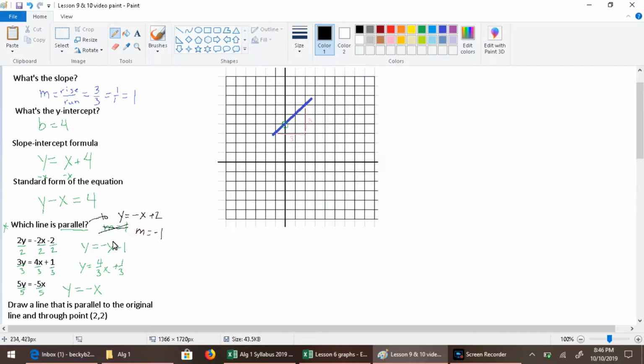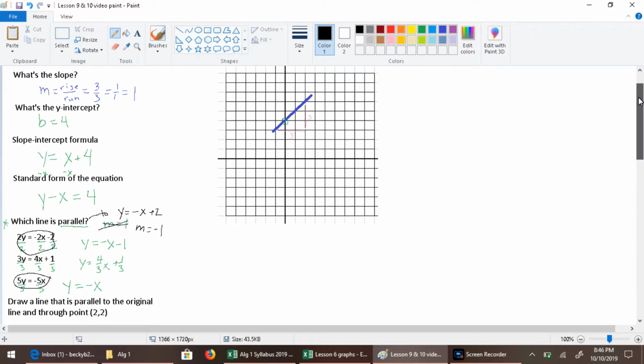So then which of the following lines are parallel to negative 1? We can see that this is negative 1, so this one is parallel. That's not negative 1, and this one's negative 1, so this one's parallel too. So if I had written all the question down, we would have gotten that.